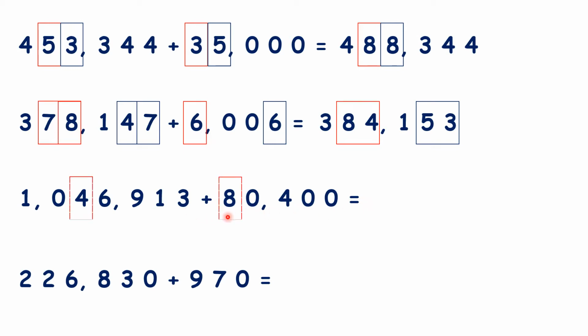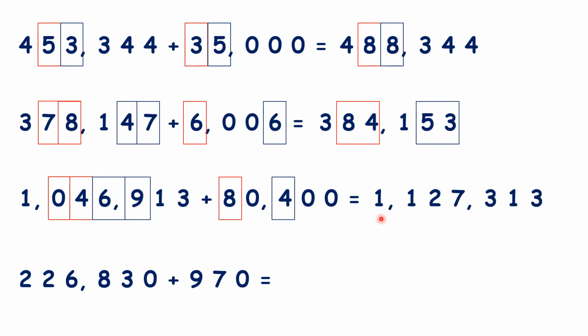So we're adding 10,000s, but we can see that we're getting a 2-digit answer with 4 plus 8. So the 100,000s digits will change as well. And we're adding 400s to 900s, so we know that our thousands digits will also change. So our answer is 1,127,313, because we added 8 to 4 to get 12, and we added 4 to 69 to get 73.